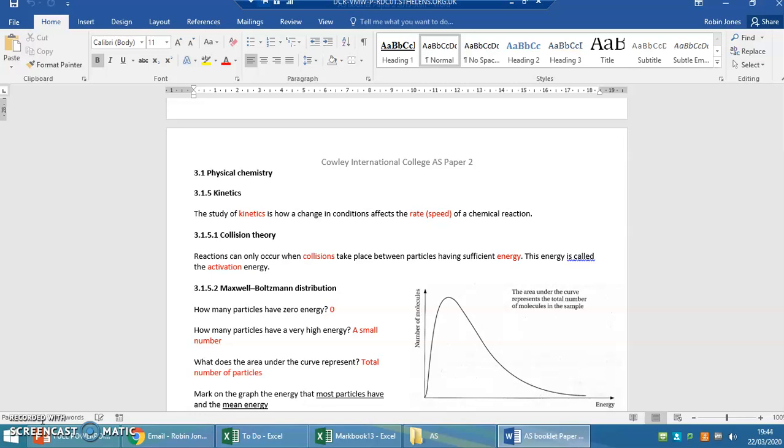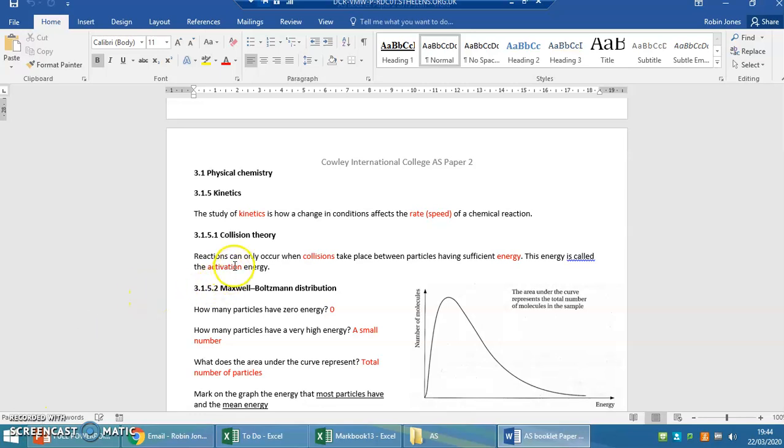Think about if you run a race. If you run a race really quickly, you do it in a small time, a short time. If the rate or the speed when you're running a race is slow, then you take a long time. So something that takes a long time is going slowly. Something that takes a short time is going quickly. And kinetics is the study of rate, also known as speed of a reaction.